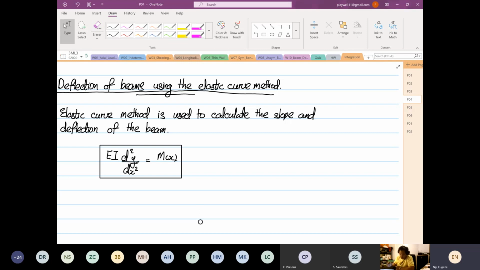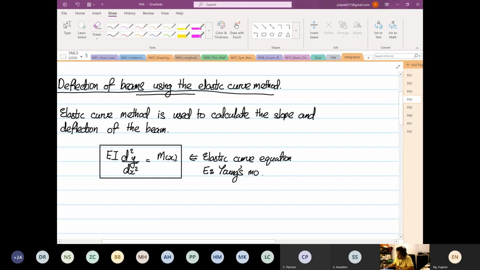Okay, so what we have down here is what we call the elastic curve equation, where E is the Young's modulus, and I is the second moment of area.